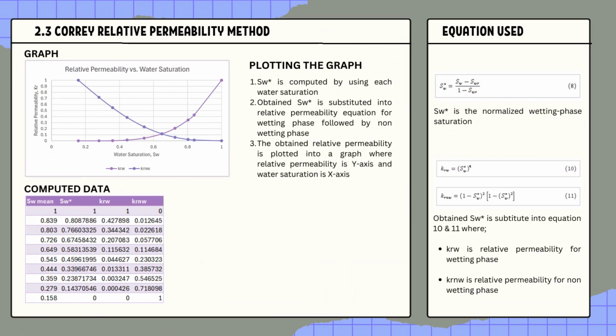For the third method, we will use equation 8, where SW star is computed to obtain relative permeability of wetting and non-wetting phase. To obtain it, SW star is computed by using each water saturation minus irreducible water saturation over 1 minus irreducible water saturation. The obtained SW star is then substituted into the relative permeability equation for wetting phase followed by non-wetting phase. The obtained relative permeability is plotted into a graph where relative permeability is y-axis and water saturation is x-axis.